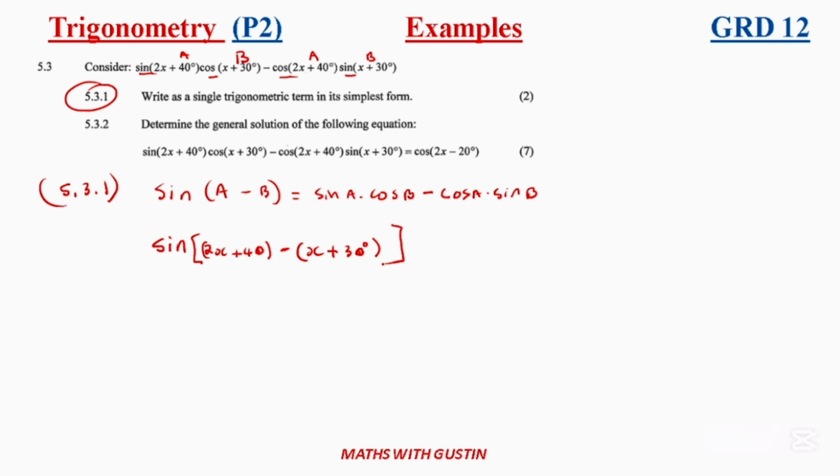We can simplify this further inside the bracket. Because we've got these two brackets, we can multiply by the negative there, minus x minus 30, close bracket. We are going to have sine, and then x, and then let's have a look. Oh, here it was positive, sorry about that. This was plus. We're going to have sine of 2x minus x, and 40 minus 30 is going to give us positive 10.